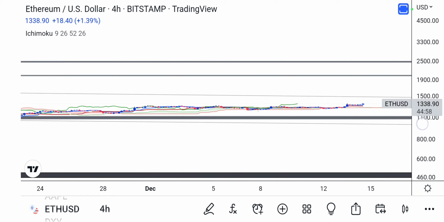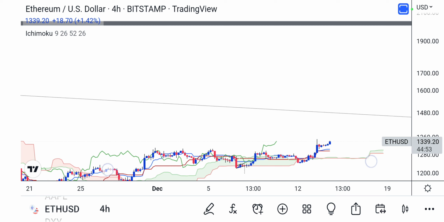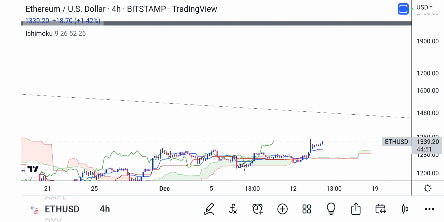I'll update this tomorrow evening to show you guys what is going on after, what we should be expecting rather towards the end of this week or next week.